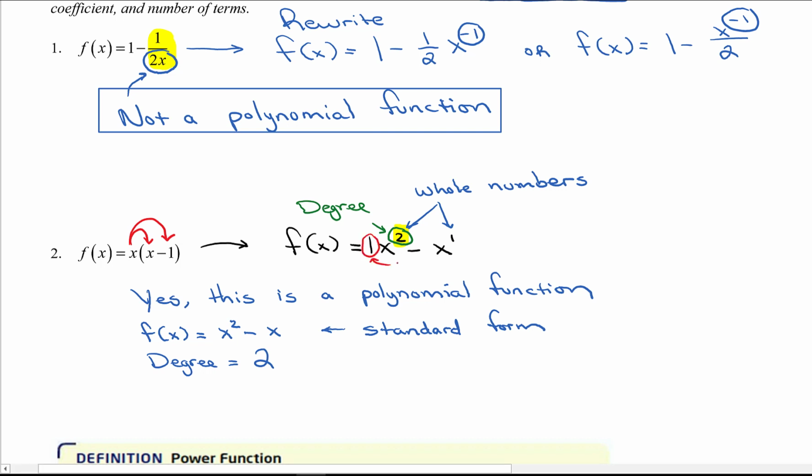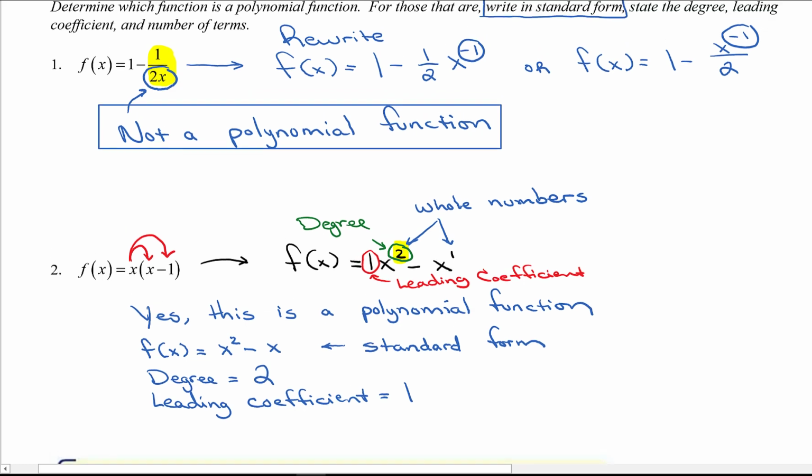This is our leading coefficient. So we're going to go ahead and write that down. We have a leading coefficient that is equal to 1.